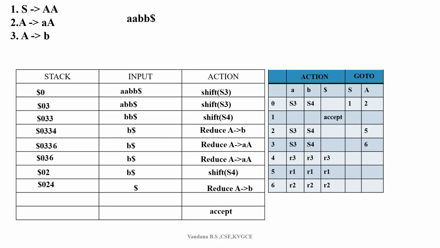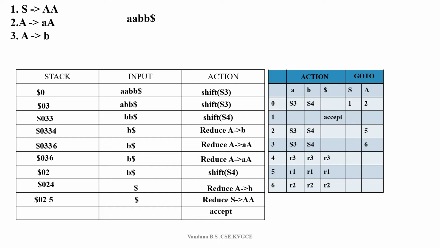So 2 on dollar. Sorry, so what we have to do is remove 4 from the stack. After that, 2 on A. What is 2 on A? 2 on A is 5. Understood? 2 on A is 5. Now again 5 on dollar. What is 5 on dollar? It is R1, which means reduce by production number 1.